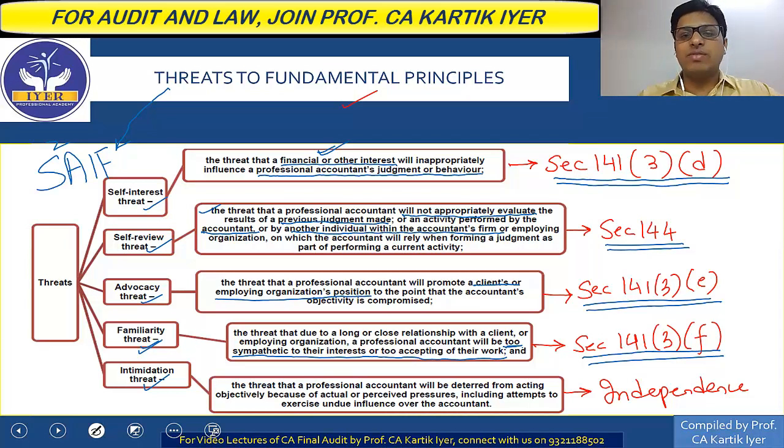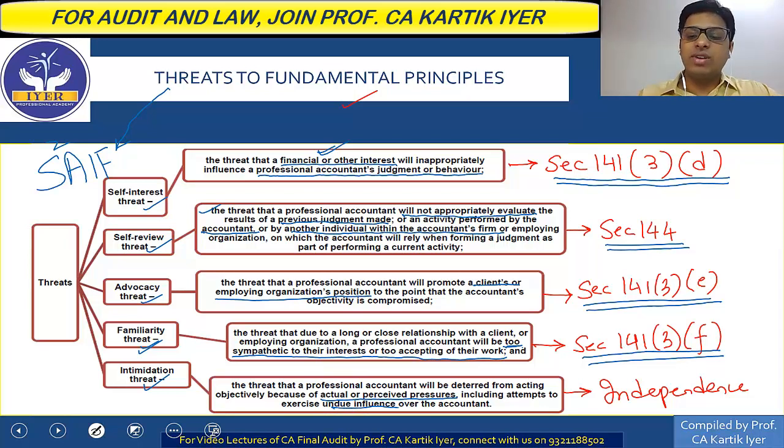Okay, intimidation can happen when, let's say, there is pressure on me that I have to give this kind of report, that kind of report. There are a lot of issues in the organization, but I'm intimidated or forced or threatened to give a clean report, then that is wrong. So let's see the point. The threat that a professional accountant will be deterred from acting objectively because of actual or perceived pressures, including attempts to exercise undue influence over the accountant.